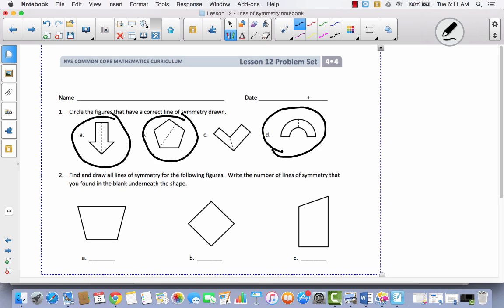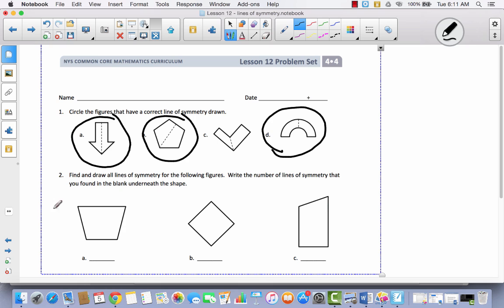Now, number 2 says, find and draw all lines of symmetry for the following figures. Write the number of lines of symmetry that you found in the blank underneath the shape. So go ahead and try to draw all the lines of symmetry and then come back and check with me. Again, if you get it wrong, it's okay. You can just erase it and fix it.